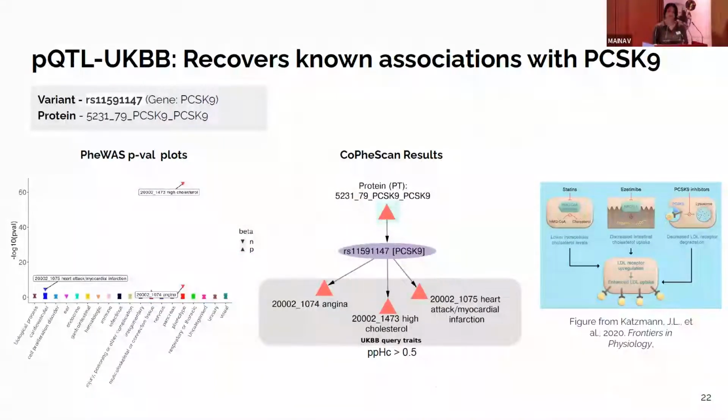Next, we look at the pQTL dataset and UK Biobank phenotype combination of results. So you have this PCSK9 protein and the rs11591147 variant, which was identified. And as expected, it is associated with angina, high cholesterol, and heart attack and myocardial infarction. So for PCSK9, you currently have PCSK9 inhibitors to lower LDL cholesterol.